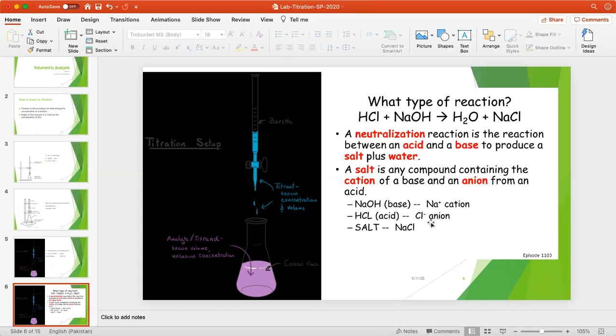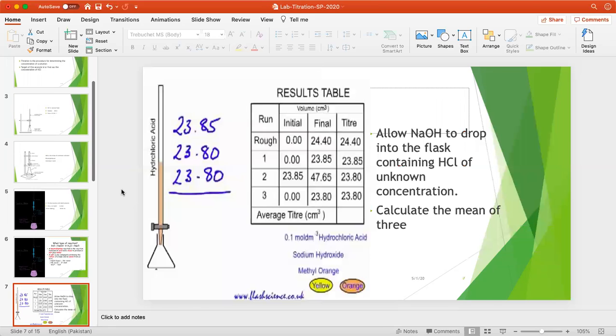So these sodium cations and chloride anions react together to give you salt, which is sodium chloride. A neutralization reaction is the reaction between an acid and base to produce a salt plus water. A salt is any compound containing the cation of a base and an anion from an acid. So this is the explanation of the reaction. Next, we move to the slide.